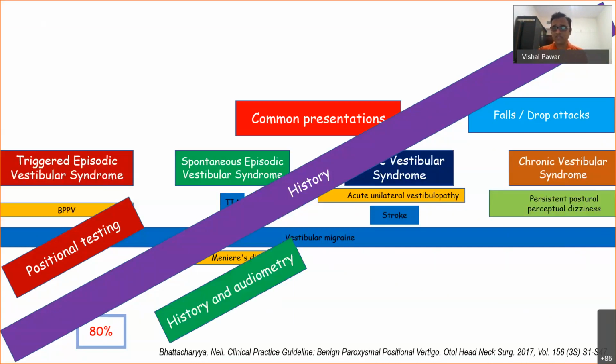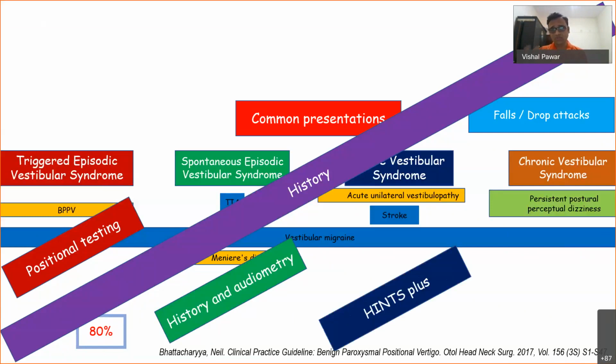Then if it is a spontaneous episodic vestibular syndrome, we take a detailed history, and audiometry in some cases, especially when we are suspecting Meniere's disease. And in acute vestibular syndrome, HINTS plus examination is a must. For example, a patient comes with positionally triggered attacks of vertigo. It's not relevant to do a HINTS plus examination in that patient.